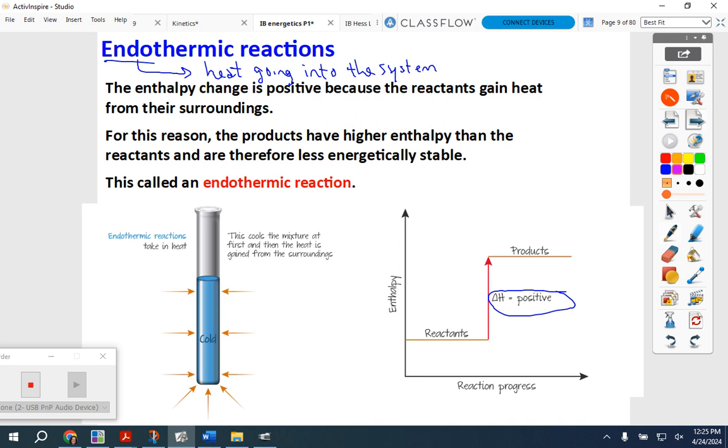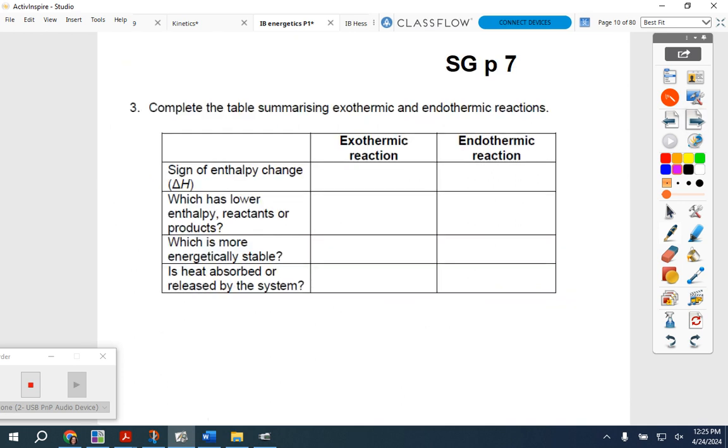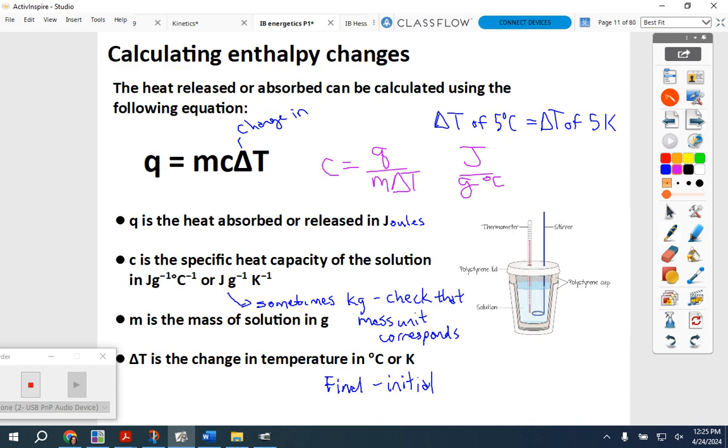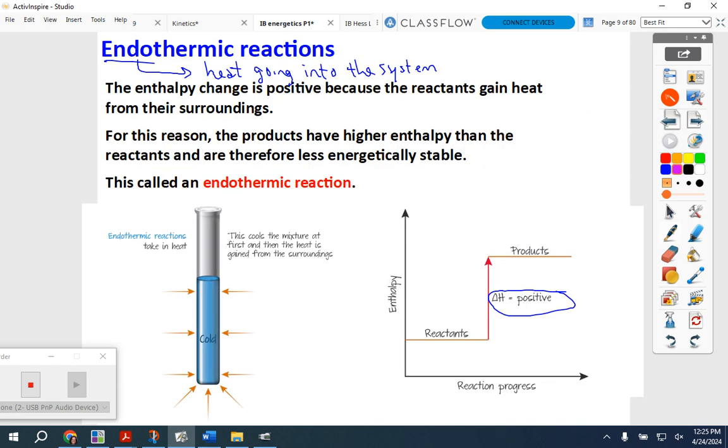All right, and this might be, yeah, we're not going to the table. Yep, this is a good time to stop. So we will pick this back up tomorrow.